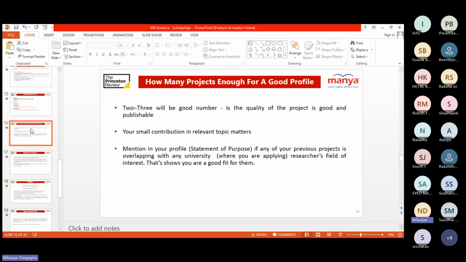Now, of course, if you have done 5 projects, write 5 projects. But if you have done too many, then write only the major projects where you think you have contributed something. If you have published a paper, write about the journal and the abstract of that particular paper, like what exactly you have done in that particular journal.